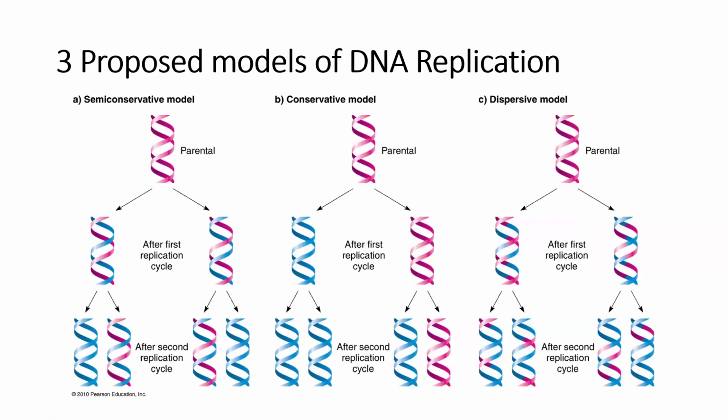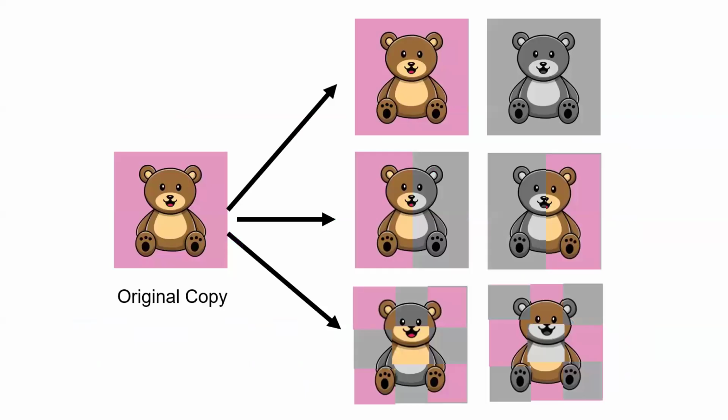There were three proposed models of DNA replication. We have semi-conservative on the left, conservative in the middle, and dispersive on the right. Okay, it's a little bit difficult to understand from this, so hopefully this picture is going to help you. Took me half an hour to make this, so it better help you understand.